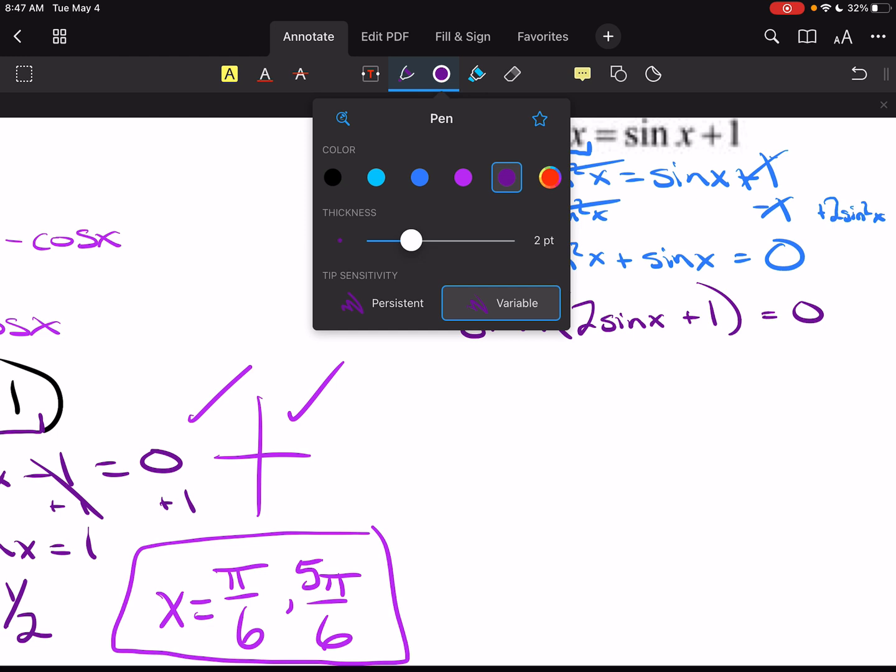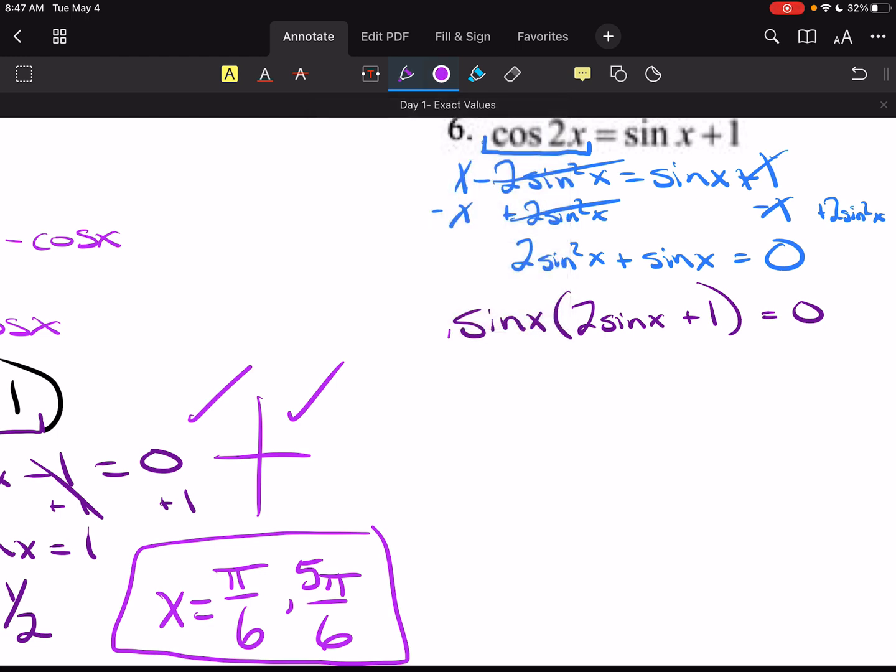I have my 2 factors, so we set each factor equal to 0 and solve. So sine of x equals 0. That happens at 0 and pi and 2 pi, but again, the domain's restricted, so I can't have 2 pi as an answer. So we would just have 0 and pi for that piece.